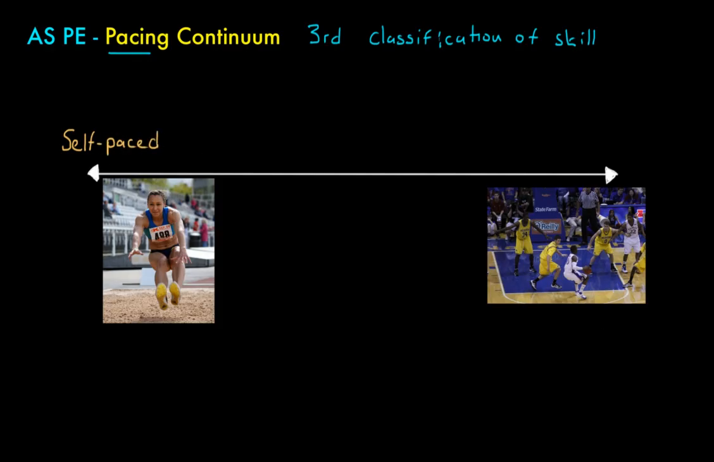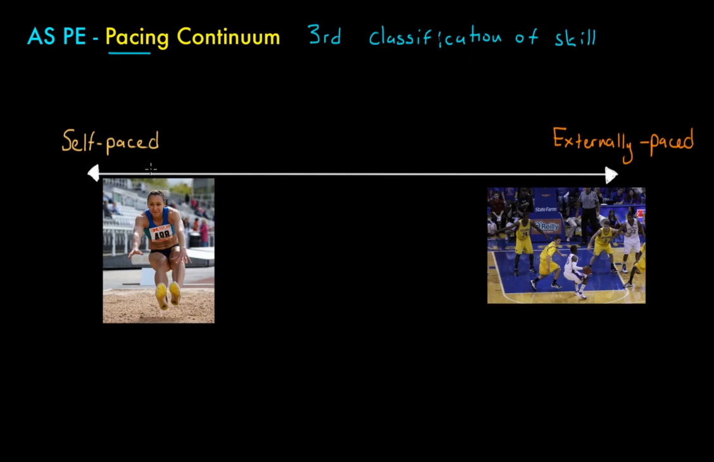And we've also got what we would refer to as an externally paced skill. An externally paced skill, and there are many variations of this in between also. Okay, so we're going to look at the extreme ends, but don't forget that a lot of sport performances would sit somewhere in the middle. In fact, almost all, in fact.